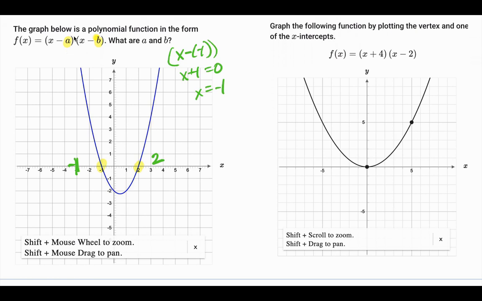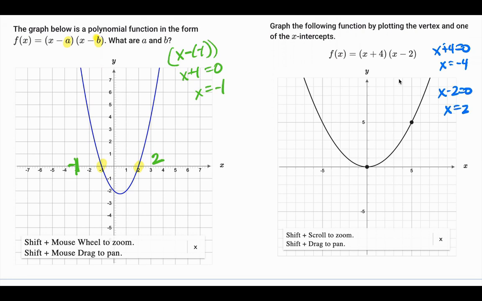If it's already in factored form looking like this and you're finding a and b, you just put wherever it crosses. If it's like this and you're trying to solve it, you have to set it equal to 0. So like this case, we say x plus 4 equals 0, so x equals negative 4, and x minus 2 equals 0, so x equals a positive 2.